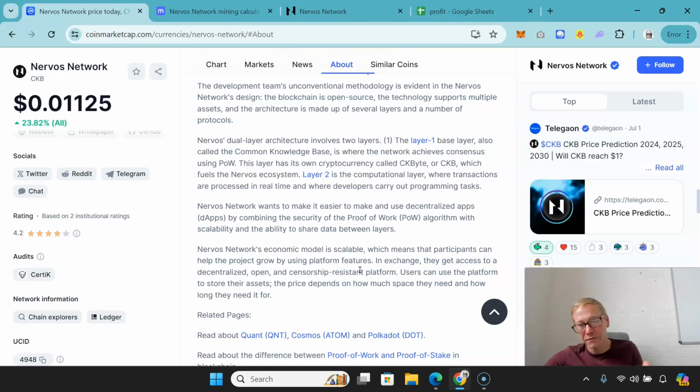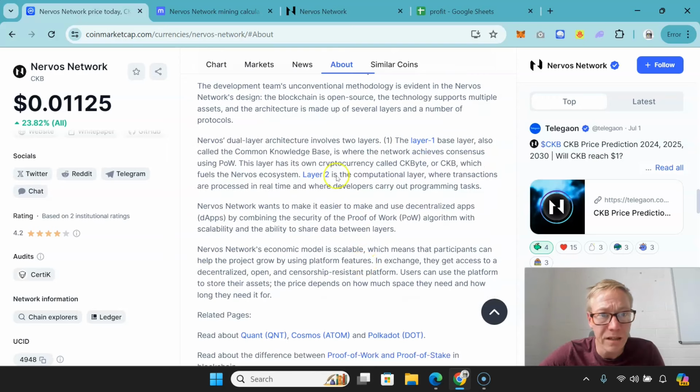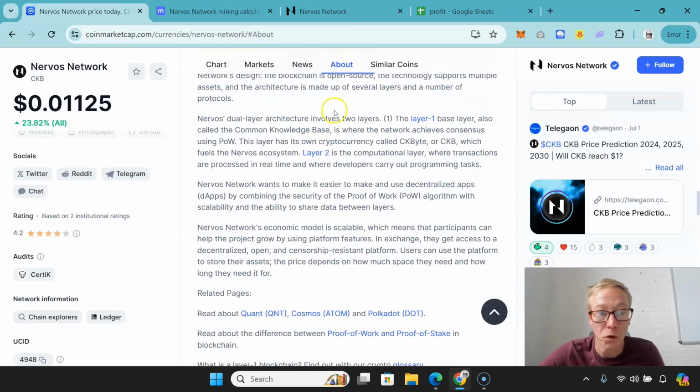And they have their two layers. Like I said, the layer one base layer is known as the Common Knowledge Base, which uses proof of work. The layer two is the computational layer, where transactions are processed in real time and where developers carry out programming tasks. This is built and set up for scalability.